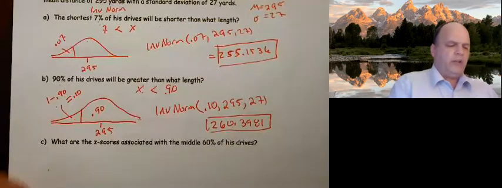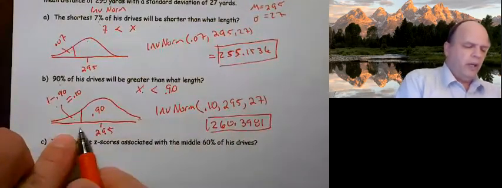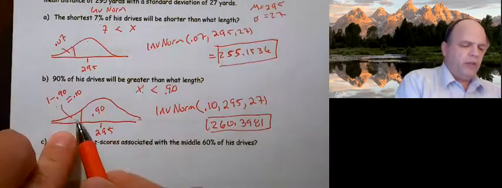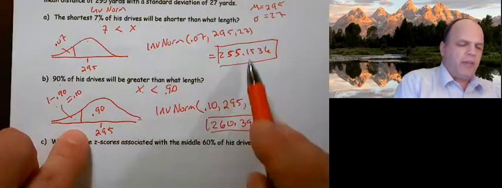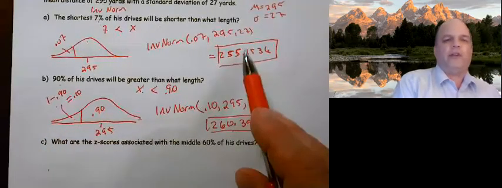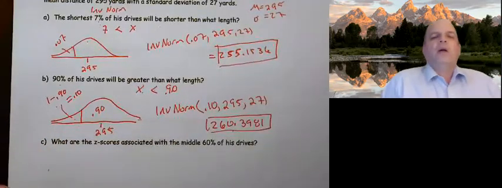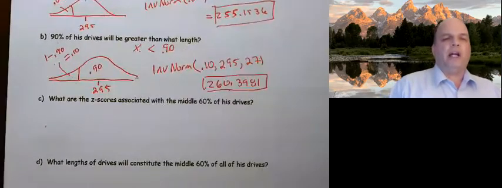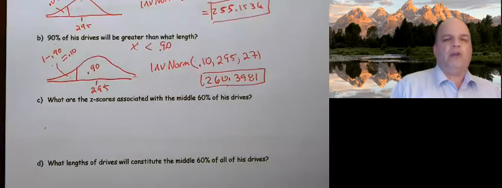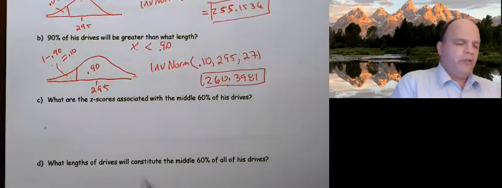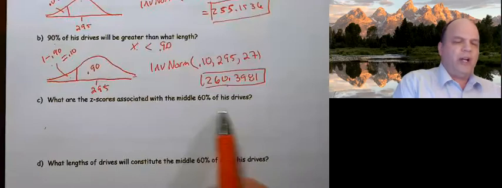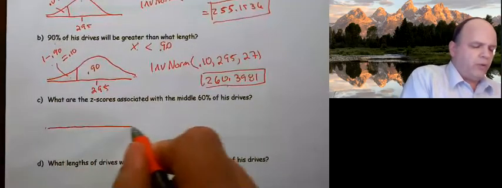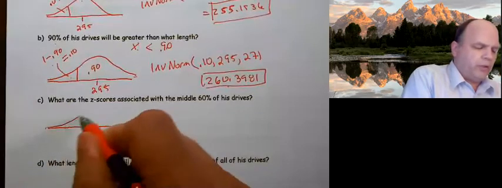Well, that's less than the 295, and it makes sense because we know it's going to be below that. But the last one was 7% and this is 10%, so we would expect this number to be a little bit larger than the last one. Now, the next one, we have a couple different ways of approaching this, and I'm going to look at it two different ways, and you can choose which one you want. It says what z-scores are associated with the middle 60%?